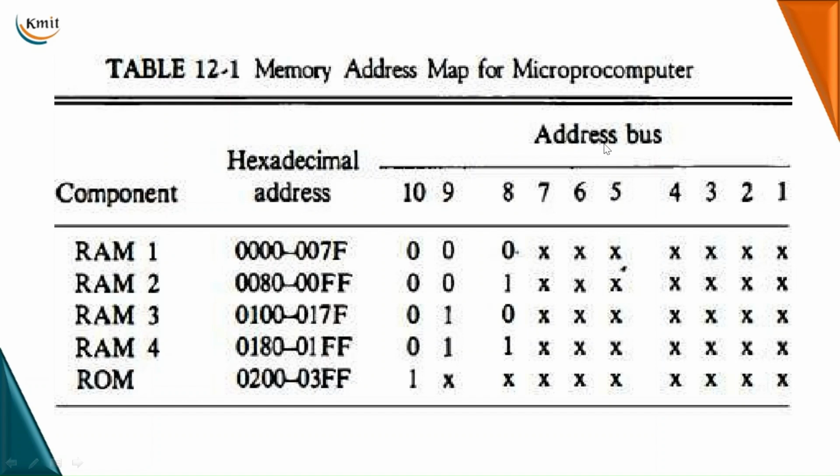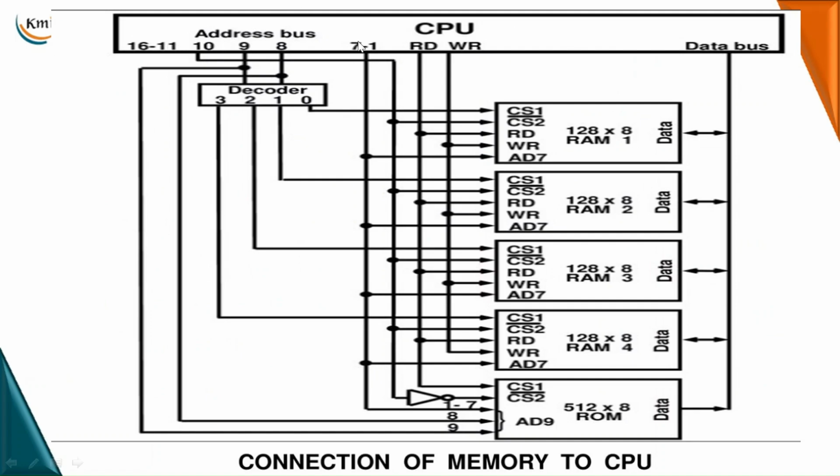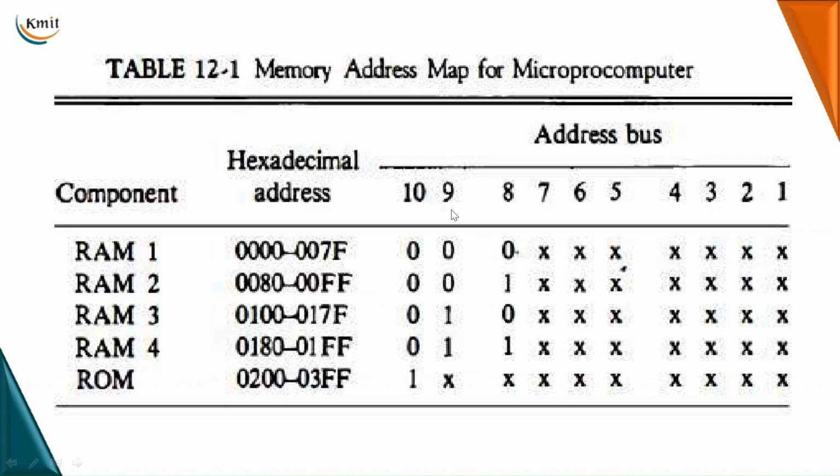And the third column is your address bus. So as we know, in the connections between the memory and CPU, the address bus contains a 16-bit address. But we are not using the bits from 11 to 16, we are using only 1 to 10. So they are specified in the address bus column. So if you see this, there are 4 RAMs and 1 ROM. For the RAMs, the address lines specified are from 1 to 7. So 1 to 7 is nothing but the addresses for all the 4 RAMs. And for the ROM, it is 512 bytes, so it is a 9-bit address. So it specifies from 1 to 9.